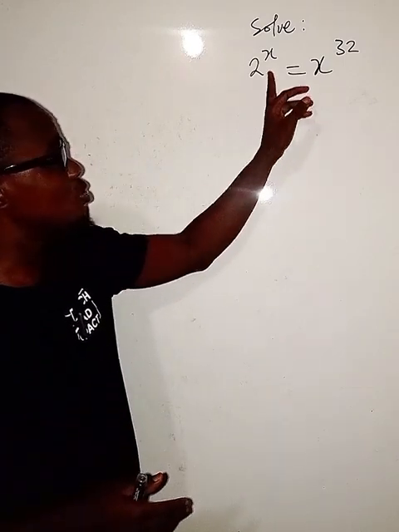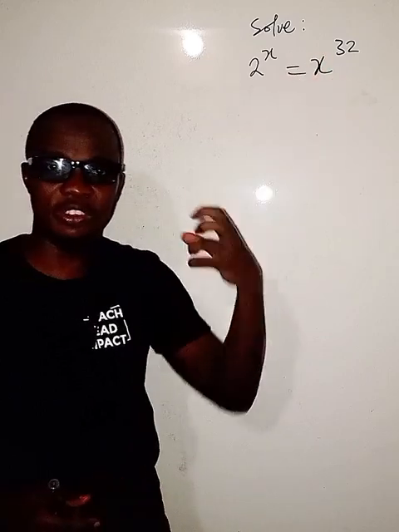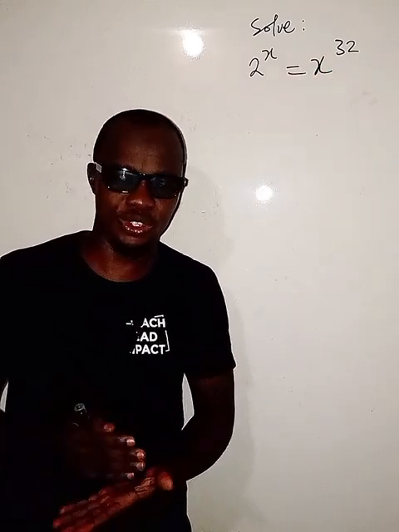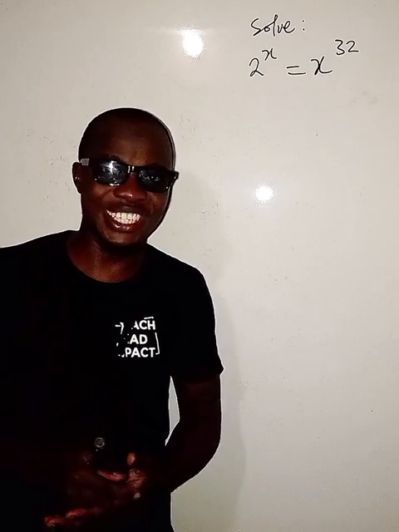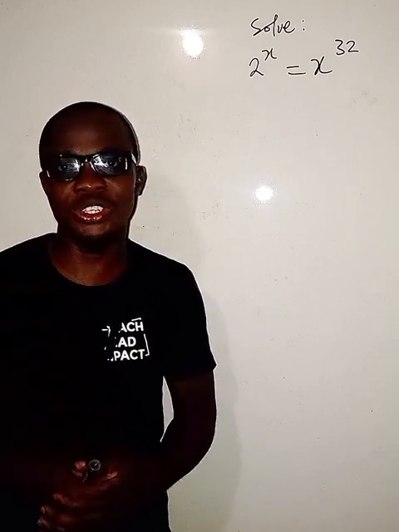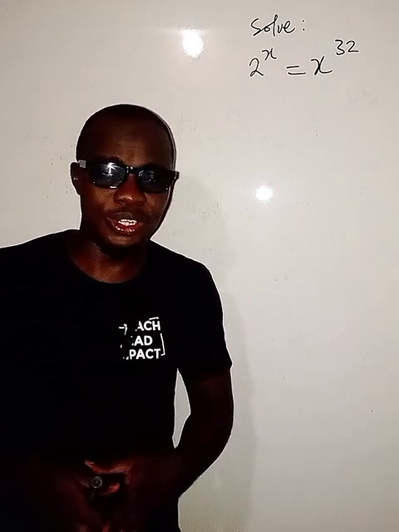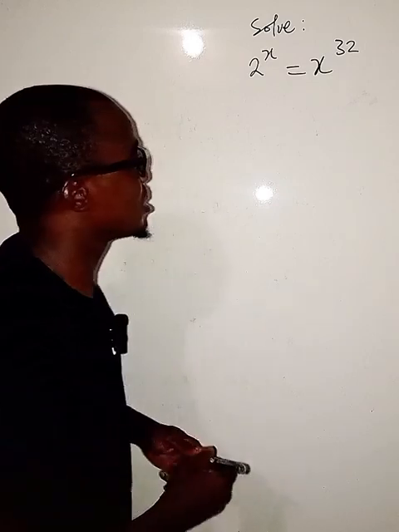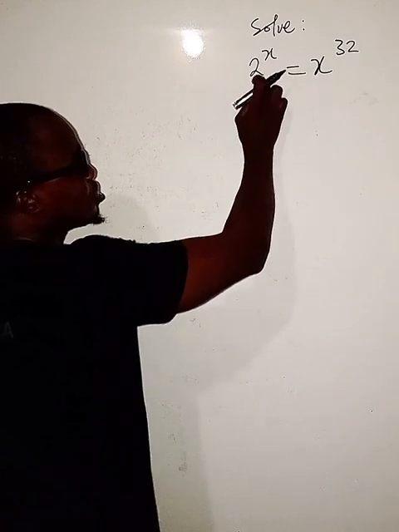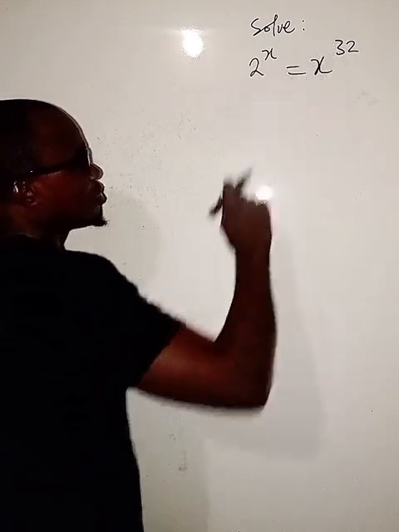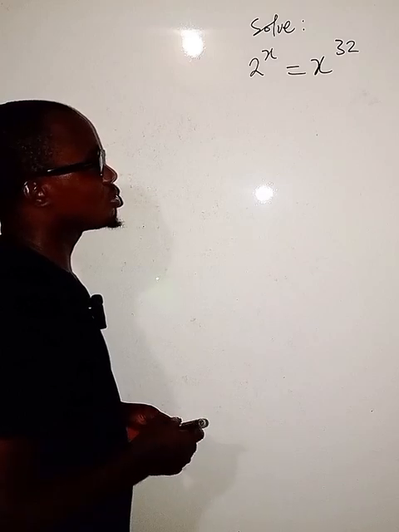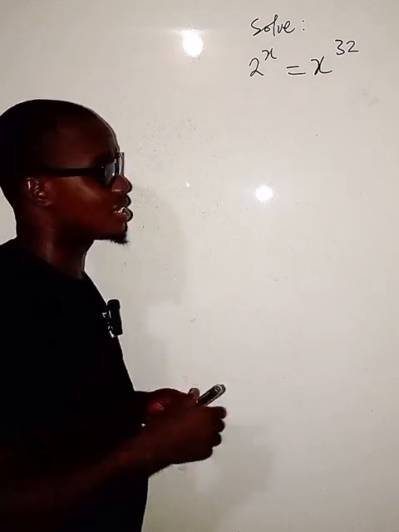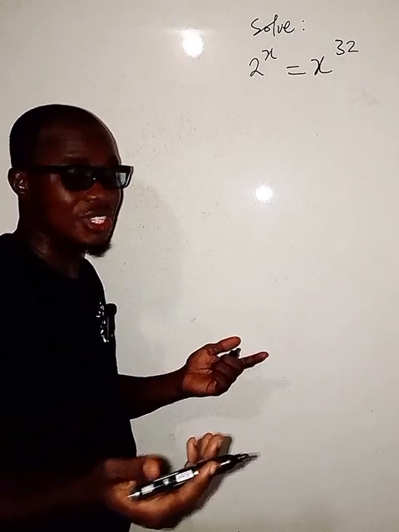So we have 2 to the power of x equals x to the power of 32. How are we going to solve this? If you can solve it, kindly put the solution in the comment section. For those of you that could not solve it, let's see how we can solve this together. Now I have 2 to the power of x equals x to the power of 32, and I want to solve for the value of x that is just positive integers.